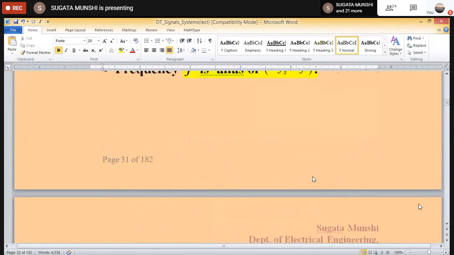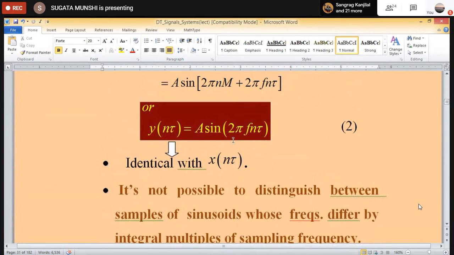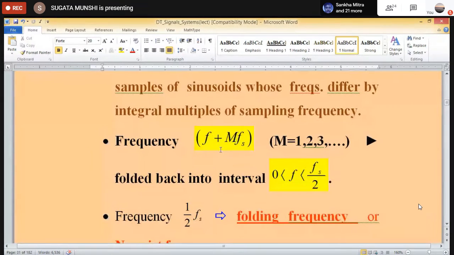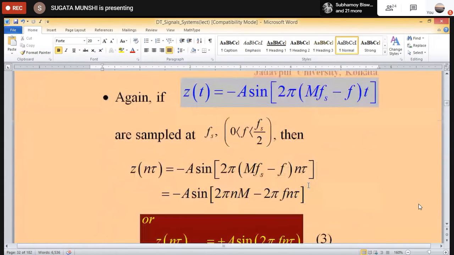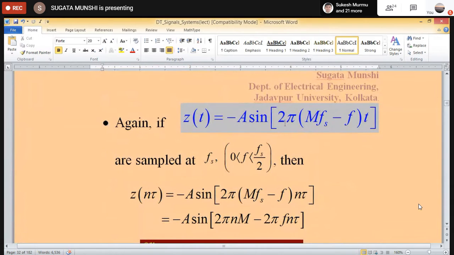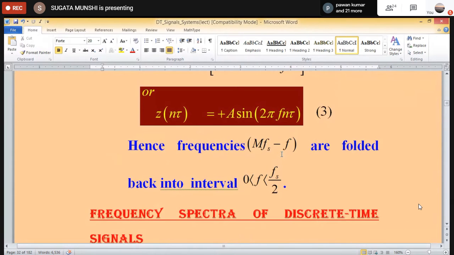Because you cannot distinguish between the sampled versions of x(t) and y(t), we say that this group of frequencies, f plus m fs, have been folded back into the interval f greater than 0 less than fs by 2. That frequency, fs by 2, is called the Nyquist frequency or folding frequency. Similarly, those frequencies m fs minus f are also folded back into the same interval, f greater than 0 less than fs by 2. So this is the phenomenon of aliasing. It has resulted from undersampling.